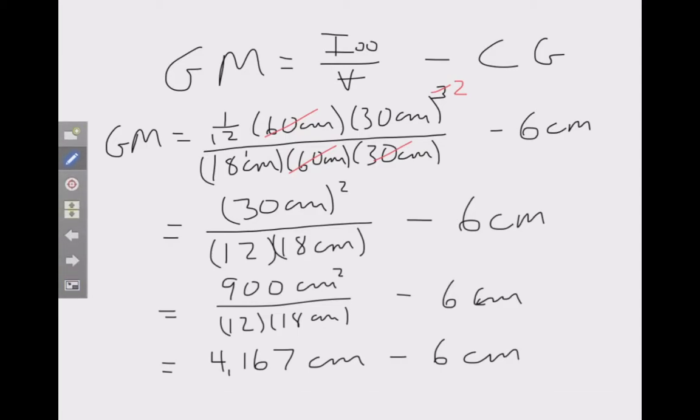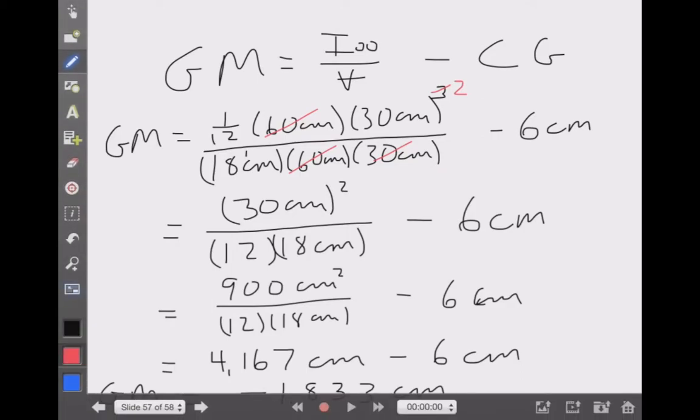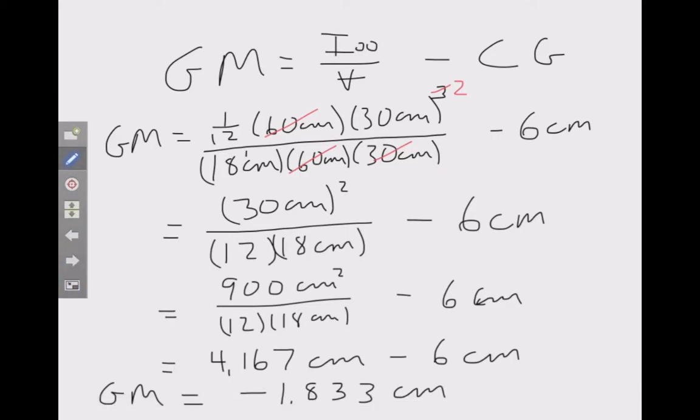So in answer to our question, this is GM. GM obviously turns out to be a negative number, minus 1.833 centimeters. So in answer to our question, is this stable? The answer is no, it is unstable, which was not my intuition the first time I saw this problem. It's unstable because of the minus sign here.